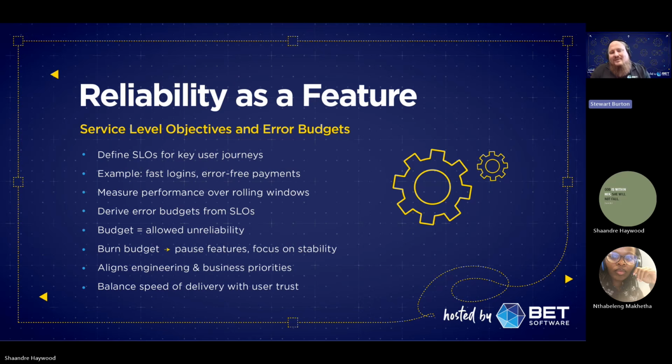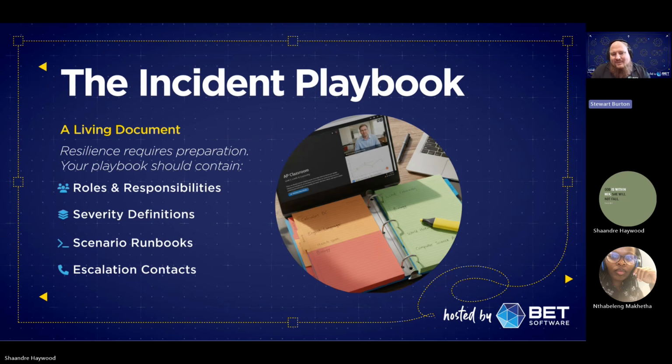Okay, cool. So that is going to take us to the next slide, which is the incident playbook. So all of this is going to come together in a living document. That living document is the incident response playbook.